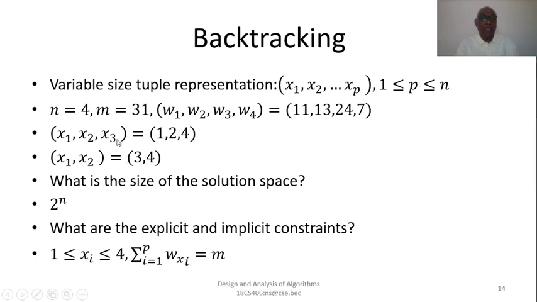So for example, in this case, x1 is 1. So this xi is replaced by 1. So w1 plus, x2 is 2, so w2 plus, x3 is 4, w4. So w1 plus w2 plus w4 is equal to m. Similarly, this solution says that w3 plus w4 is equal to m. So this is about variable size tuple representation of the solution for the sum of subsets problem.